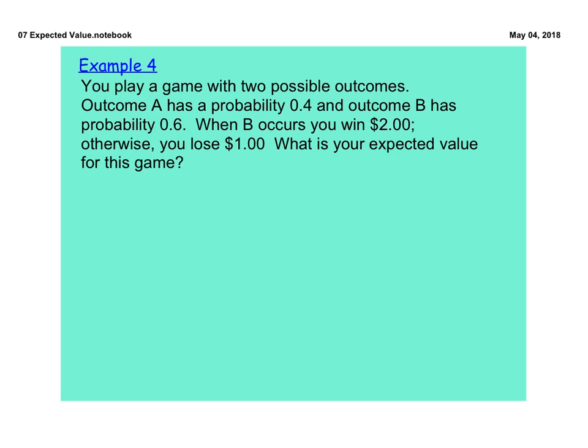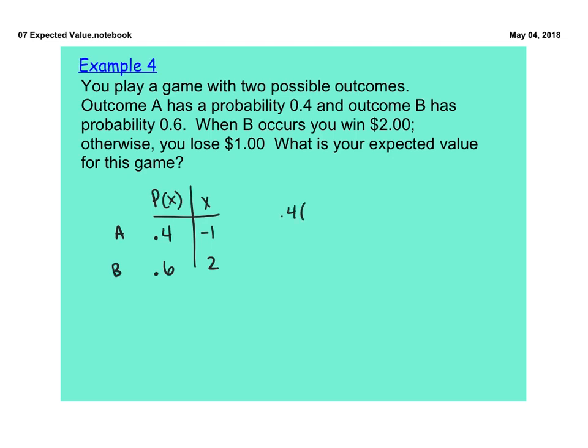All right, so this one says that we're going to play a game, and there's two possible outcomes, outcome A and outcome B. Outcome A has a probability of 0.4, and outcome B is probably 0.6. When B occurs, you win $2, otherwise you lose $1. Okay, what's your expected value for this game?